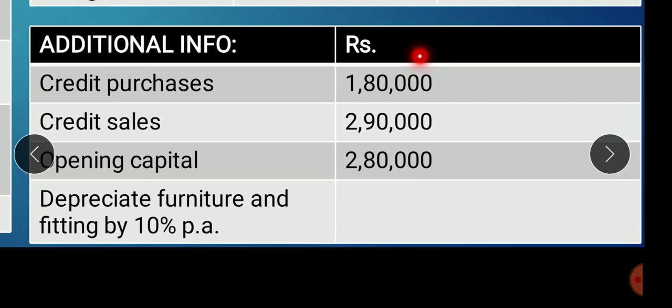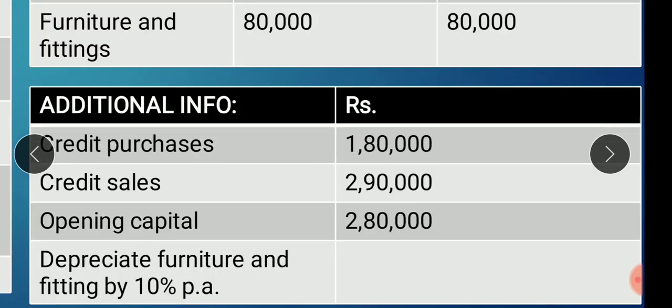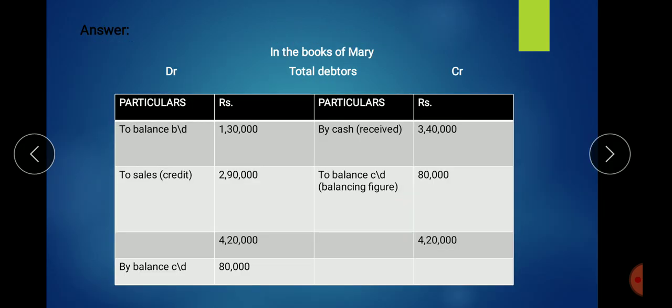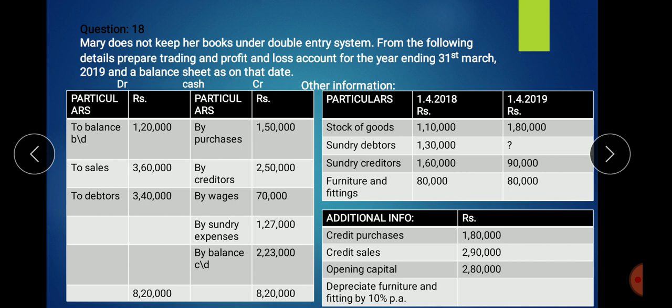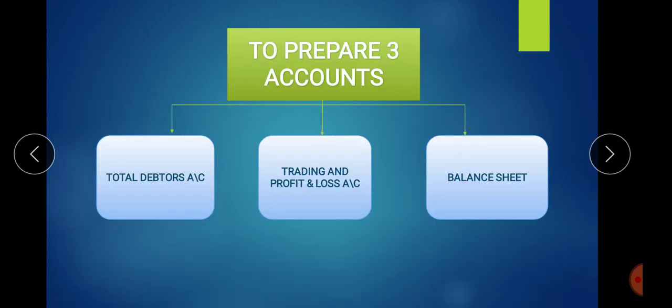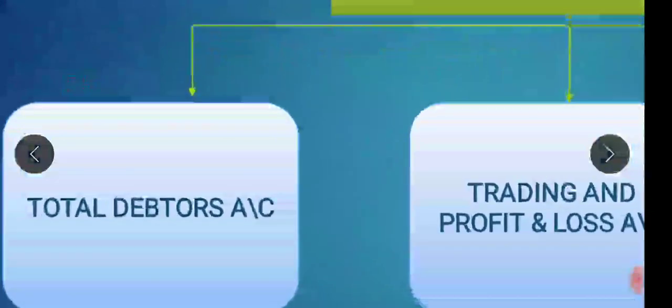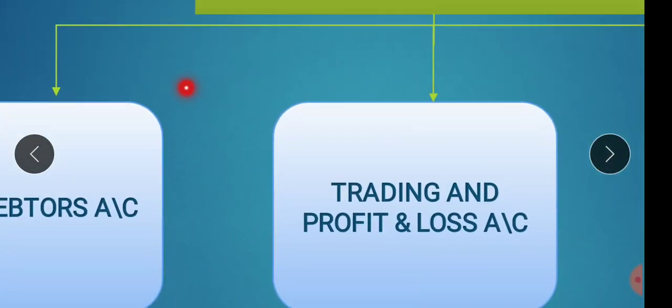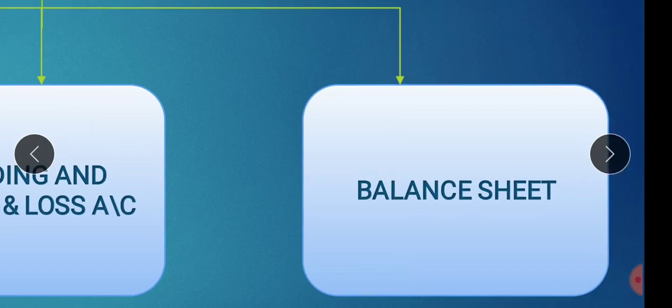Additional information: credit purchases 1,80,000, credit sales 2,90,000, opening capital 2,80,000, depreciate furniture and fittings by 10% per annum. So in this problem, cash book value, other information and additional information is given, so that you have to find out three accounts. One is the total debtors account, where you find out the credit sales value, and then the trading and profit and loss account, finally the balance sheet.